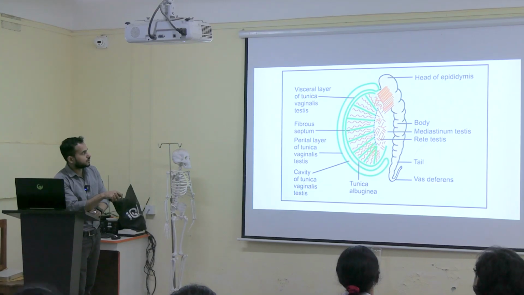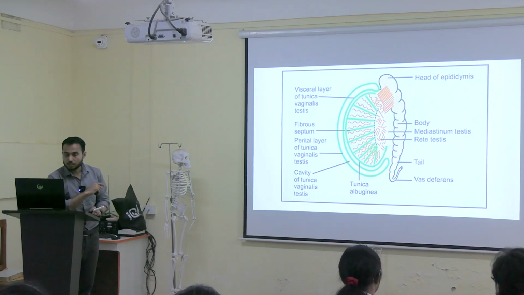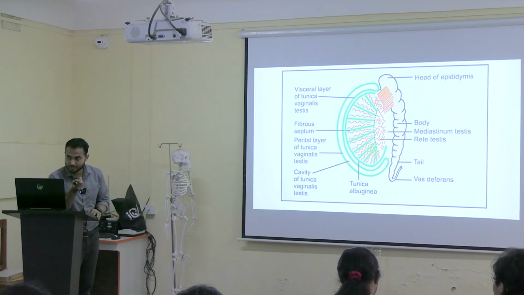Okay. Now from the mediastinum testis, you see these are the lobules. Inside the lobules you can see highly coiled seminiferous tubules. At the apical part, this highly coiled seminiferous tubule becomes straight, and then they go into the mediastinum testis. Once they reach the mediastinum testis, they anastomose with each other to form a network-like structure. It is called the rete testis.